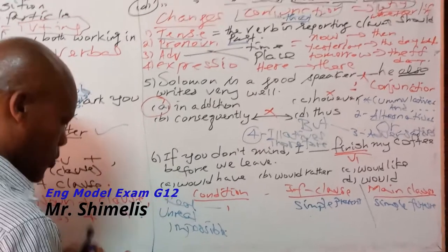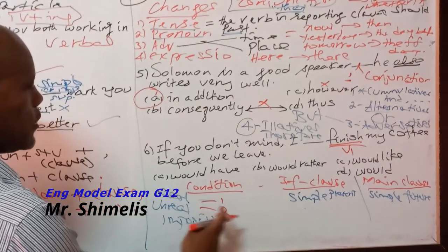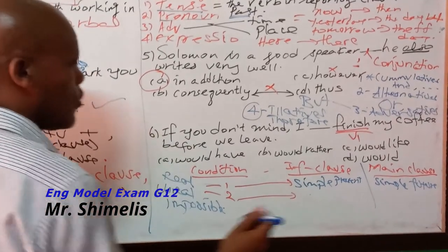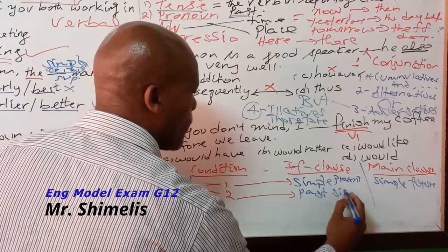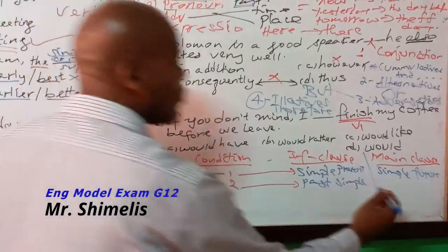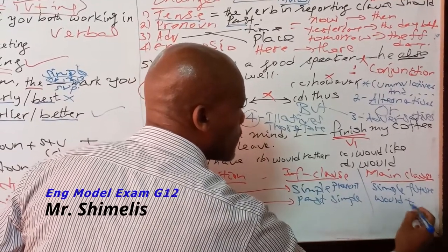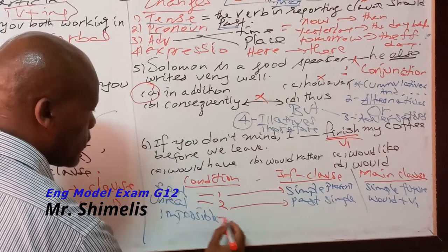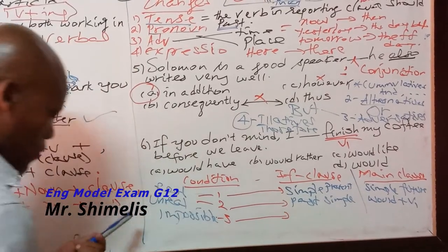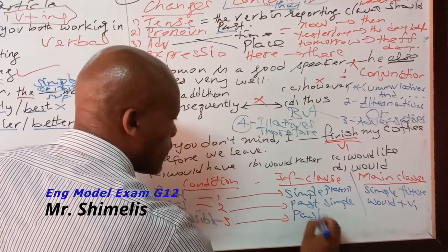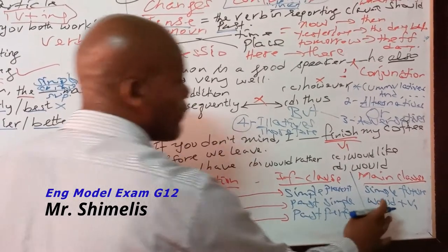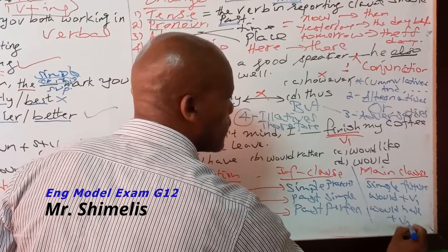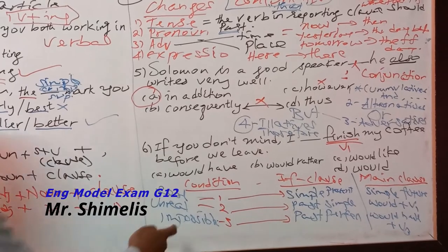Now, what is the structure in the second condition, when the condition is unreal? The tense type used in the if clause would be past simple here, but the conditional clause, which means would plus the first form of the verb, will be used. For the third condition, the impossible condition, we apply past perfect here, but perfect conditional in the main clause, which means would have plus the third form of the verb, would be applied to indicate the impossibility of the condition.